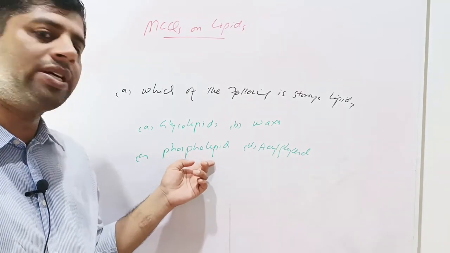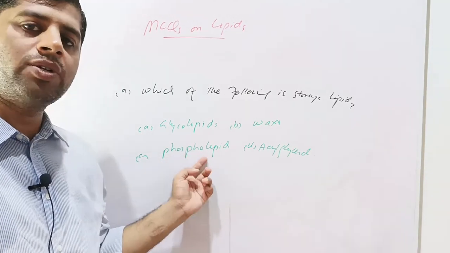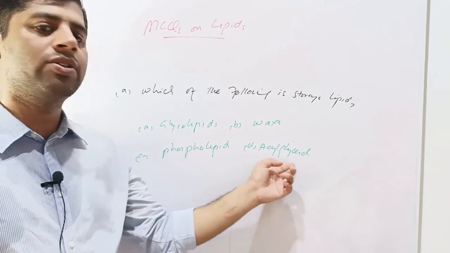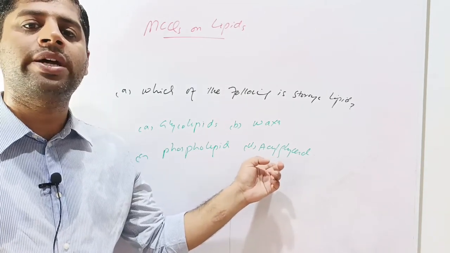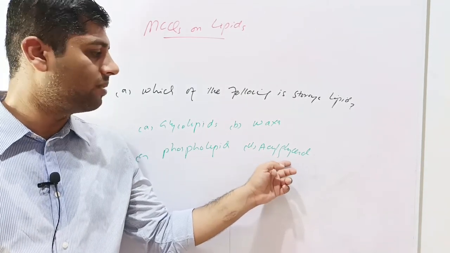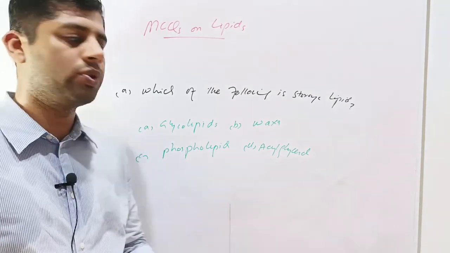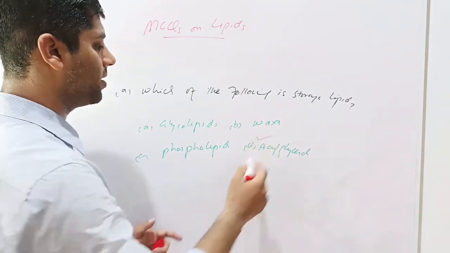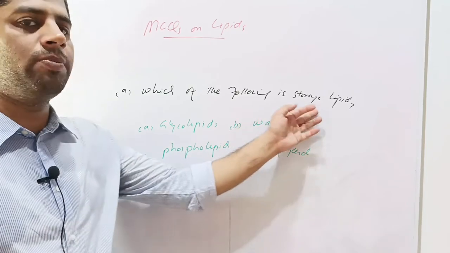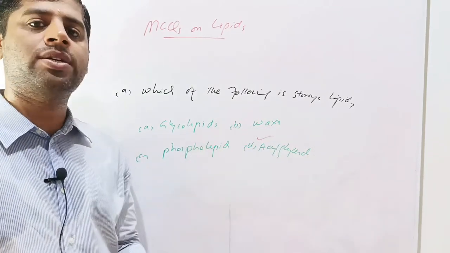Again, the cell membrane of the animal as well as plant cell is made up of phospholipid, also a structural lipid. Finally, acylglycerols contain triglycerides, fats and oils. So this is the storage lipid. This is the energy reserve of the body. So the option D is correct, that acylglycerols are the storage lipids, while the rest of these are the structural lipids.